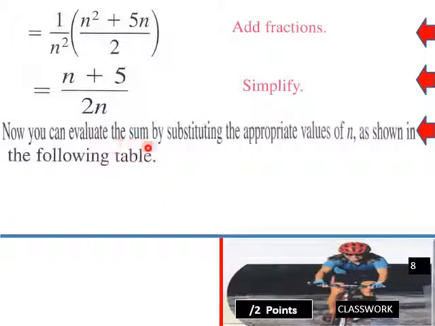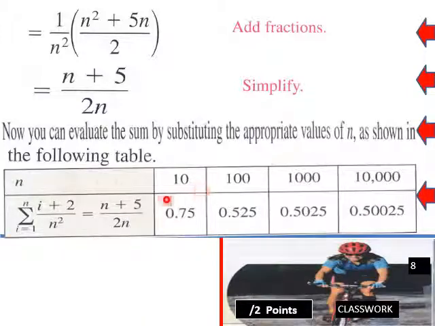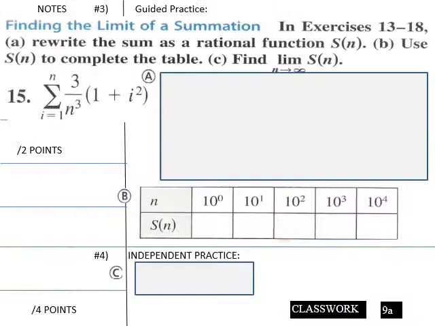Now you can evaluate the sum by substituting appropriate values of n as shown in the following table. So here is our summation amount here, and when we enter that into our calculator for 10, 100, 1,000, and 10,000 by using this formula here. And see, these were the 4 quantities that we wanted to evaluate the summation for.